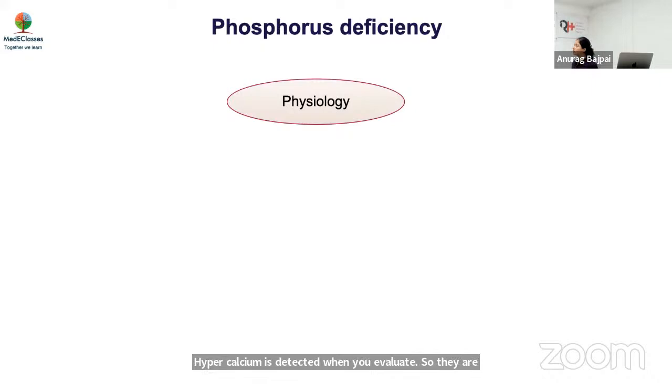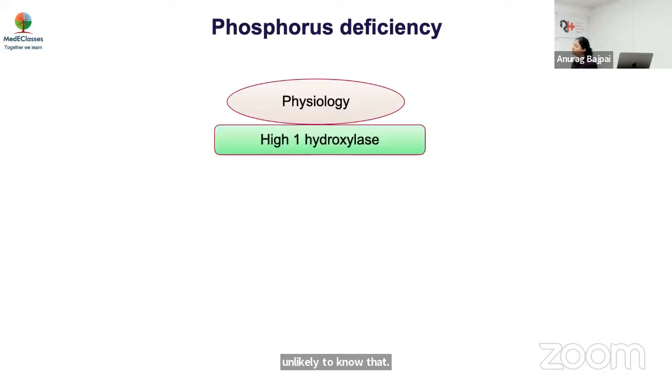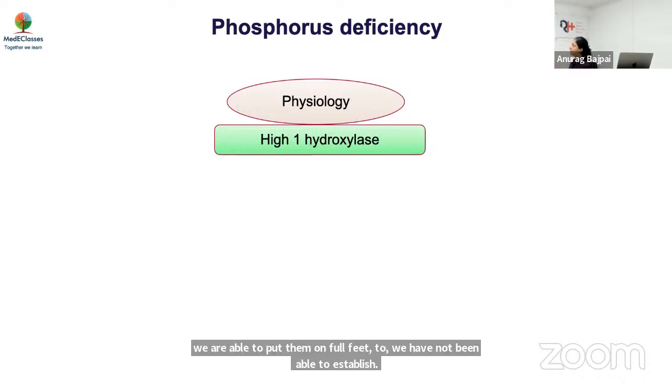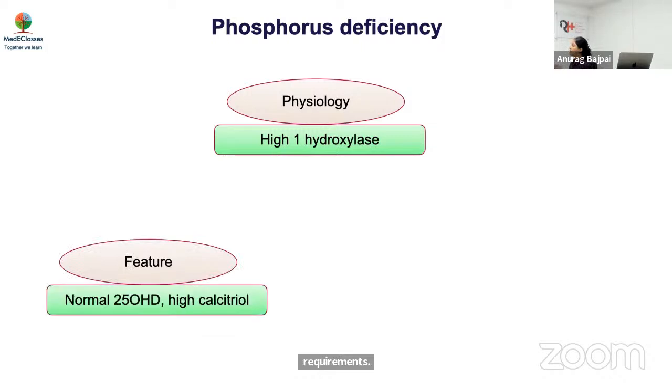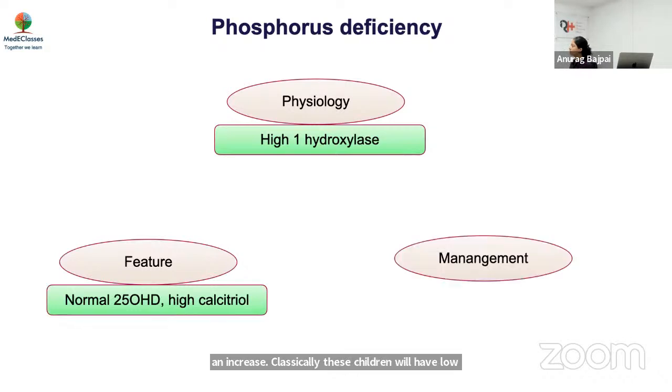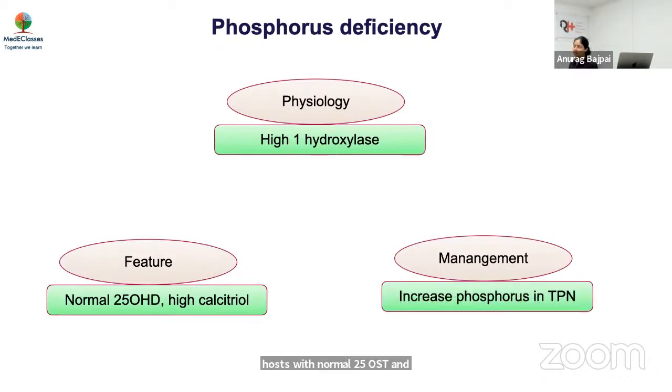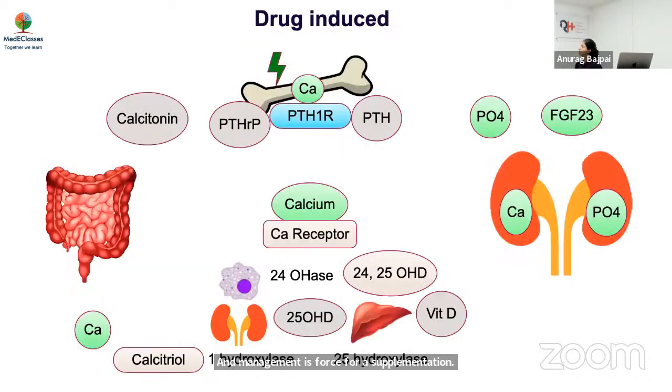Phosphorus deficiency, as we've already seen, is commonly seen in the setting of preterm neonates on prolonged total parenteral nutrition, in whom we have not been able to establish full feeds. Once we are able to put them on full feeds, the dietary phosphorus is usually adequate to meet the requirements. So in the setting of phosphorus deficiency, there is an increased 1-alpha-hydroxylase activity. Classically, these children will have low phosphorus with normal 25-OHD and high calcitriol levels. And management is phosphorus supplementation in TPN.